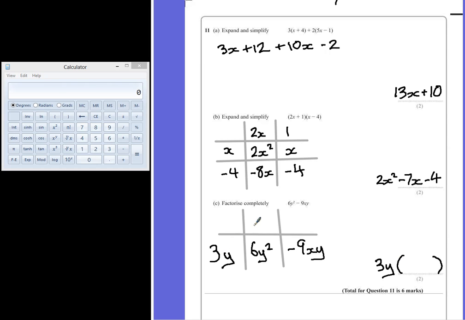So 3 times 2 will give us 6, and y times y will give us the y squared. So we've got to have 2y as our first value.